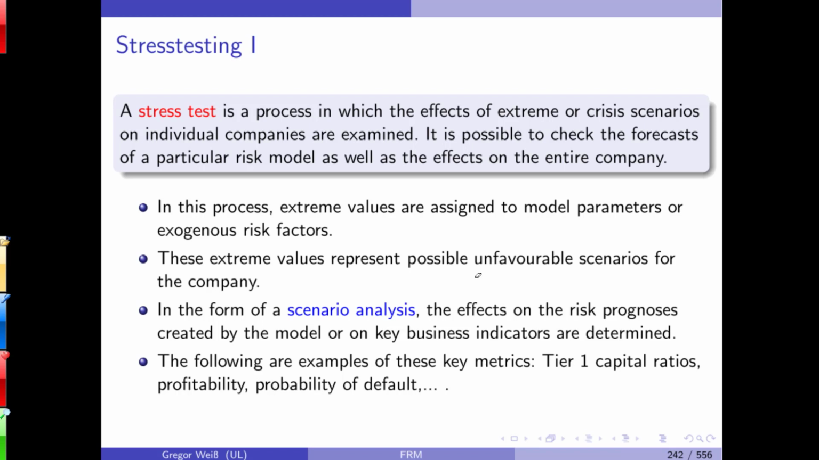And in the form of a scenario analysis, you will then look at what comes out of the model if you're using very adverse scenarios. So for a market risk portfolio, you would probably assume market prices go down by 10% on a day. How much money would you lose? And in the following, you can use some key metrics, for example, Tier 1 capital ratios, profitability, probability of default, because with a stress test, you're using very adverse scenarios, this is a tool you will only use for testing your resilience in case you're closing in on bankruptcy.